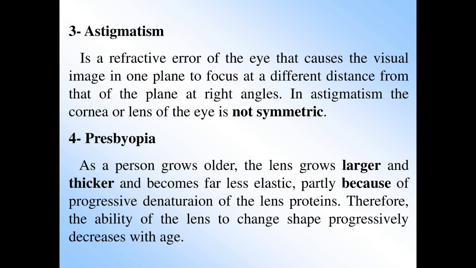3. Astigmatism is a refractive error of the eye that causes the visual image in one plane to focus at a different distance from that of the plane at right angles. In astigmatism, the cornea or lens of the eye is not symmetric.